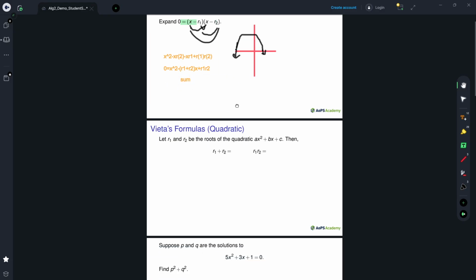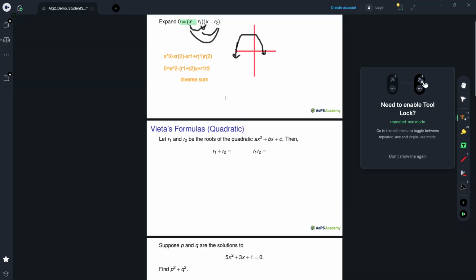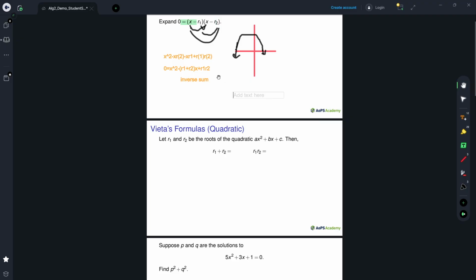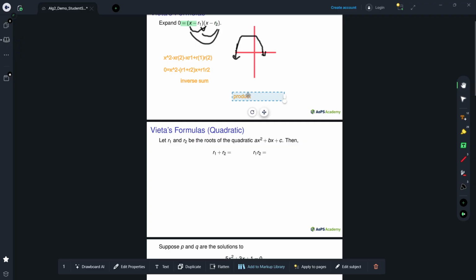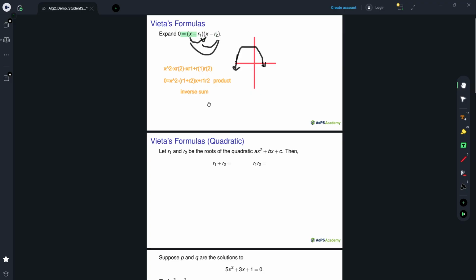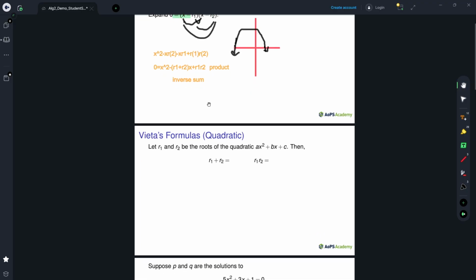So this is the sum, or I guess you can say inverse sum. And then the R1, R2, this is going to be the product, or yeah, product is basically two numbers multiplied together. So we're going to put that over here. So that's about it for the first slide. Okay, so let's look at the next slide.